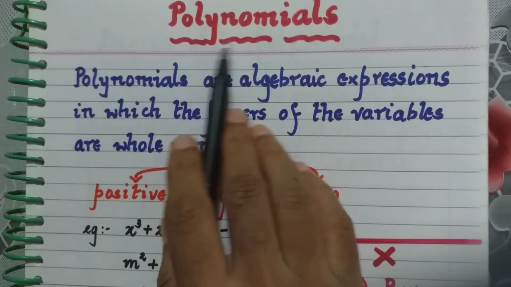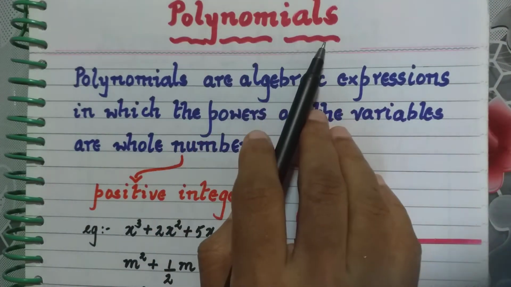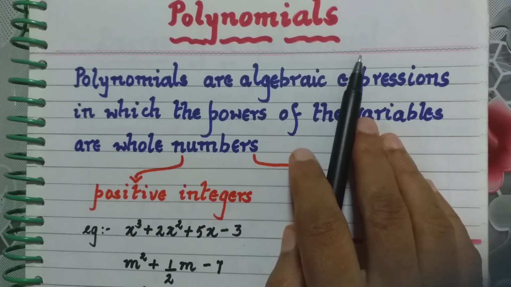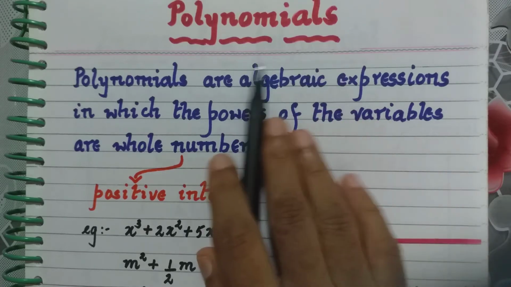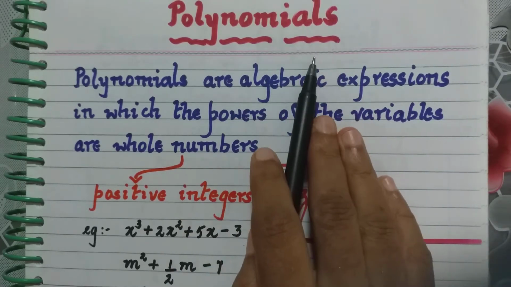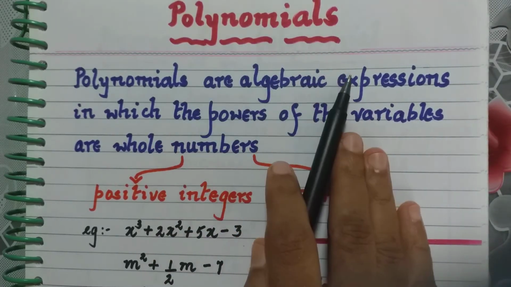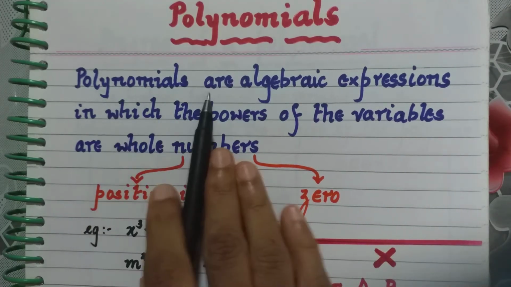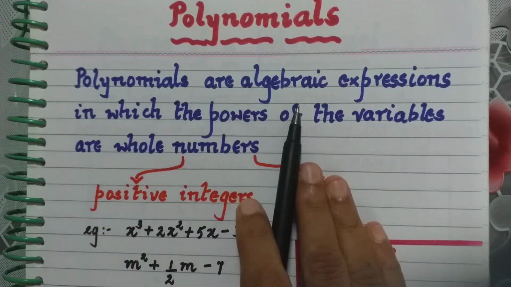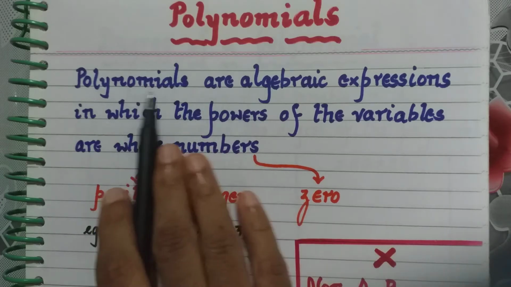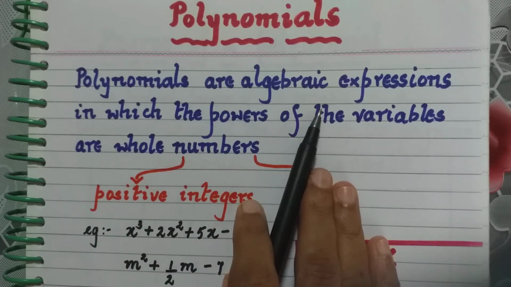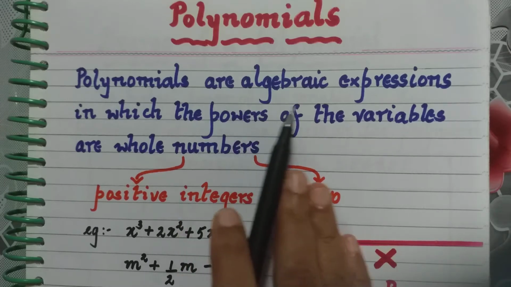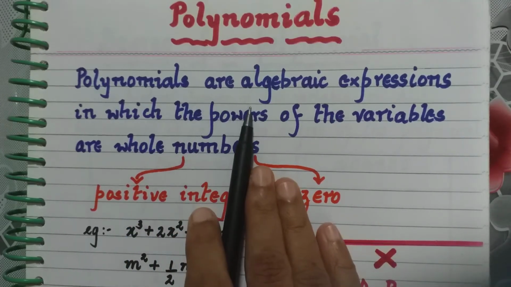Now we begin with the third chapter, which is called polynomials. First let us see what polynomials are. Although you are familiar with this word in your lower classes, the definition of polynomials goes like this. Why should we know the definition? Because in your first exercise, you have a question to identify polynomials.